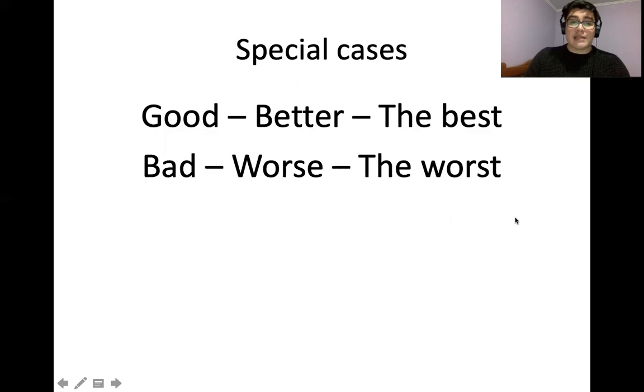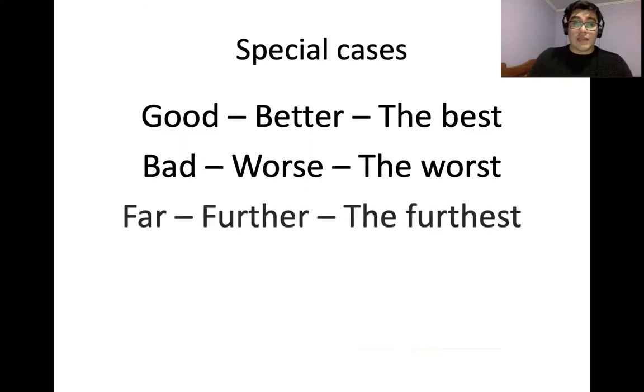In the case of bad, we have worse as a comparative. For example, your house is worse than my house. But if I want to compare it with all the houses, I can say your house is the worst house in the world.